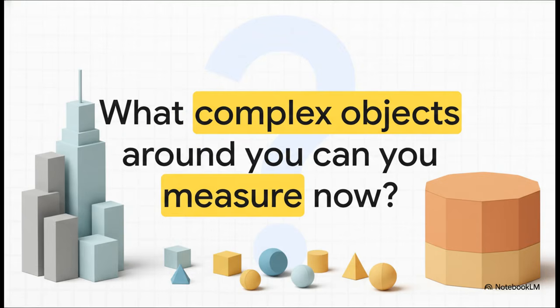So I'll leave you with this final thought. A skyscraper is really just a bunch of cuboids stacked together. A giant storage tank is just a huge cylinder. Now that you understand these basic building blocks, what complex objects out there in your world can you start to see and even measure in a completely new light?